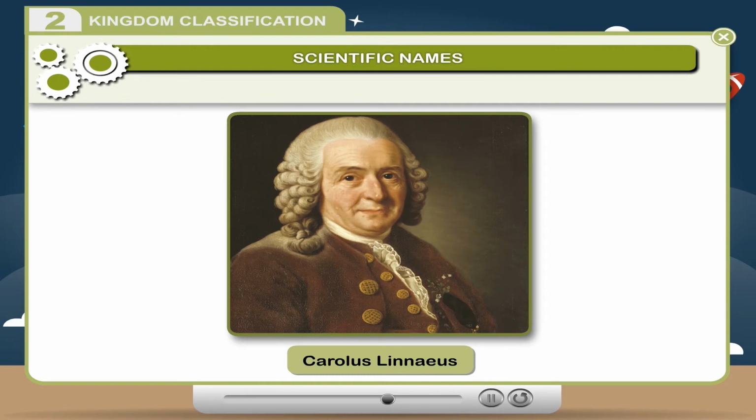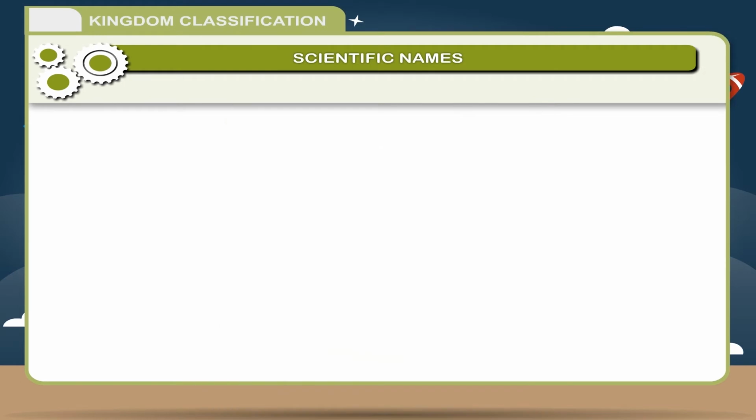In the mid-1700s, a Swedish scientist, Carolus Linnaeus, established clear rules for a two-name system called the binomial system of nomenclature. In this system, similar organisms are grouped into a genus and each organism is given a two-word Latin name. The first word is the genus name and the second word is the species.